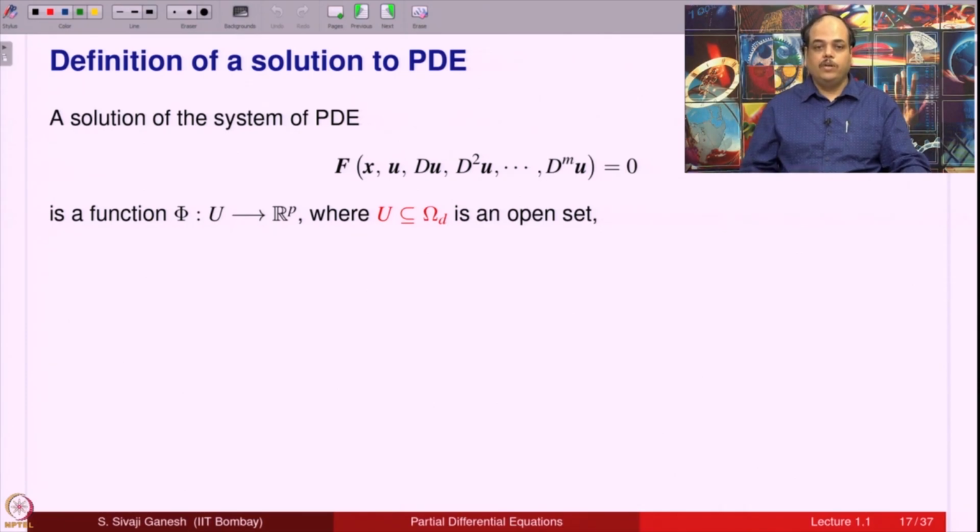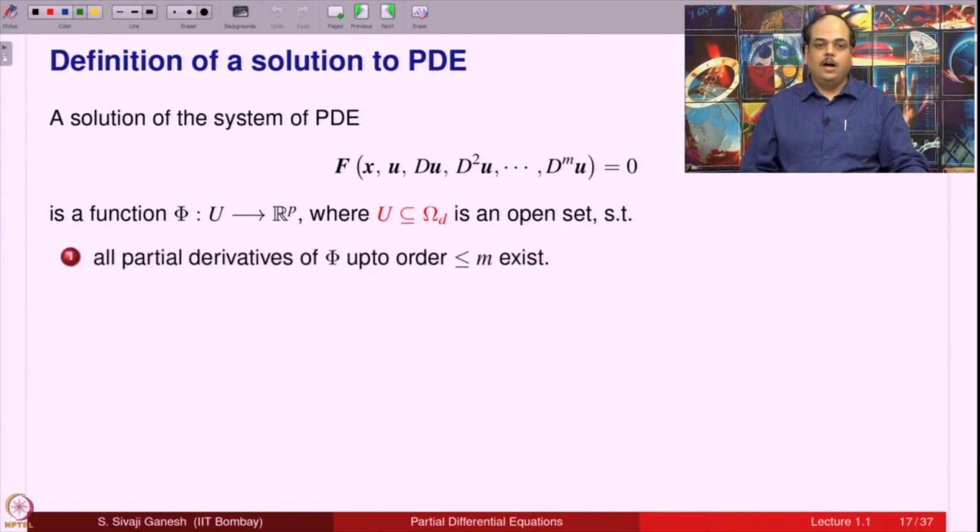What is omega d? Omega d is that set where this equation is meaningful for x belongs to omega d. The domain of f was omega d cross some things, right. But a solution can be a function which is defined even on a proper subset of omega d. It is a function with some properties. What should be the properties? All partial derivatives of phi up to order m should exist, including m, because I am thinking of an mth order equation. Therefore, all partial derivatives should exist up to order less than or equal to m.